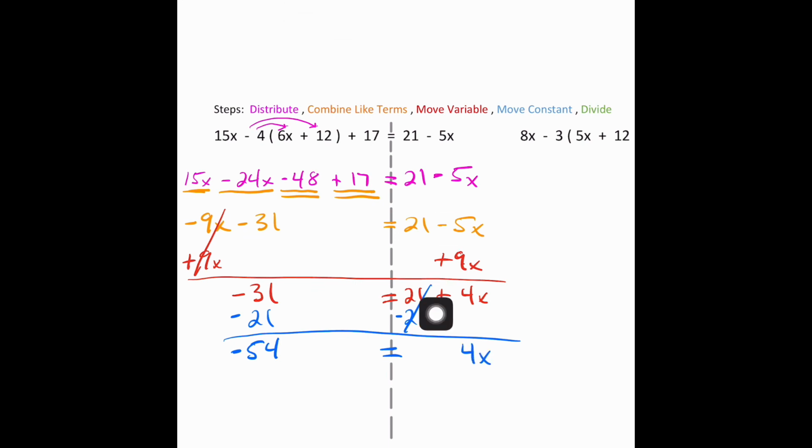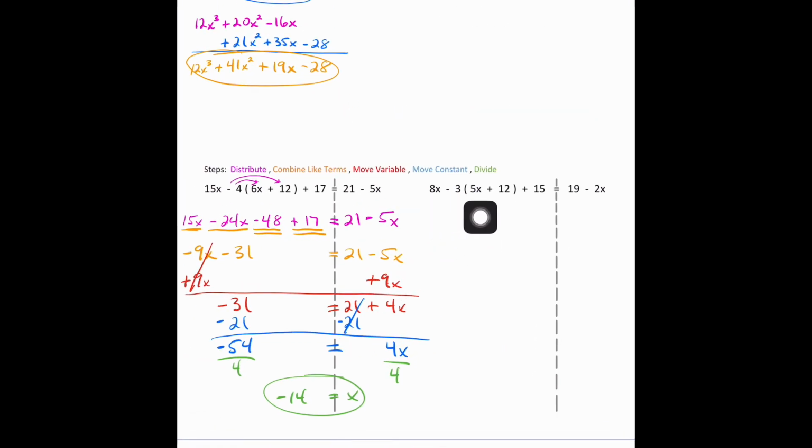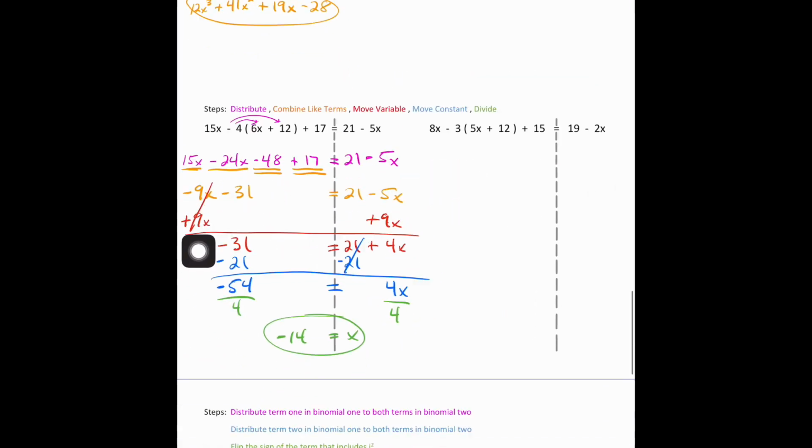You don't need to bring down the plus with it. If you do, no big deal. It is what it is. All right, we will just divide each side by 4. Negative 54 divided by 4 is negative 14. And that will equal your x. All right, go ahead and solve this bad boy by yourself.